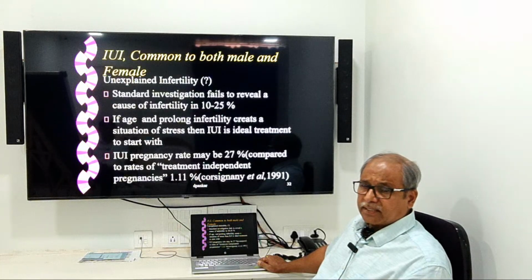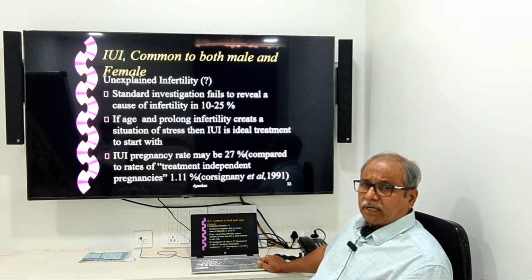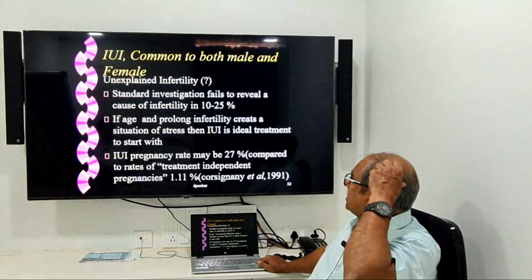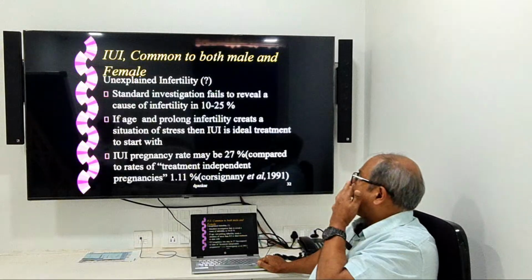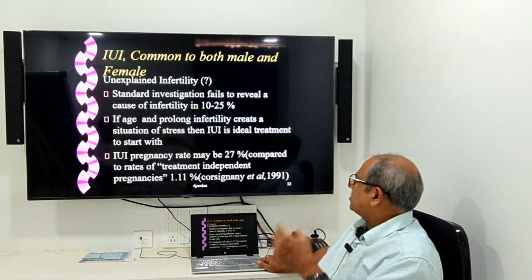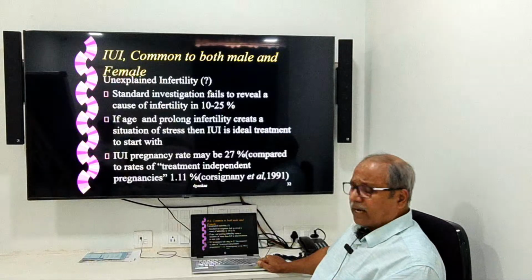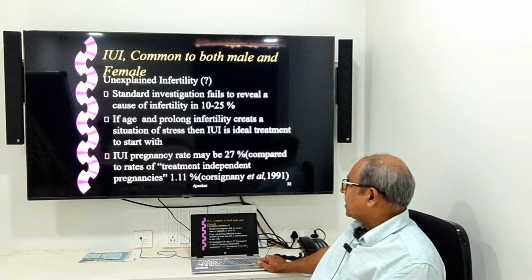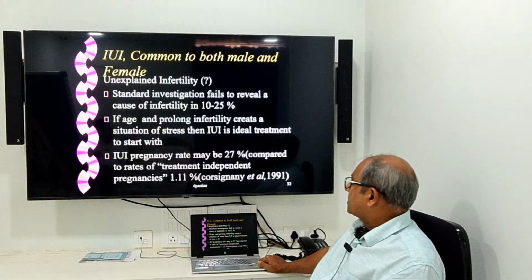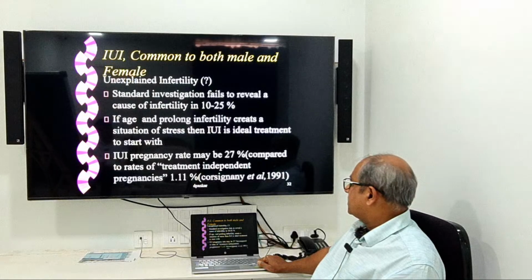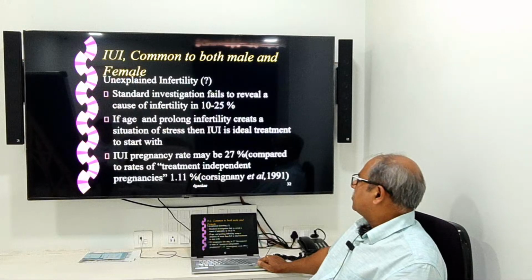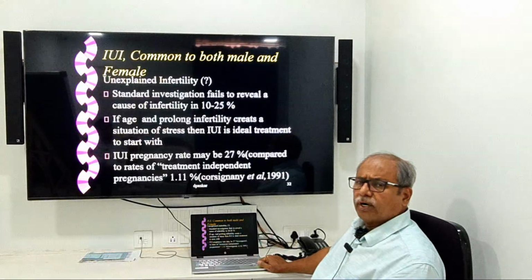there is a lack of fertilization and a problem in the tube. But if HSG shows good quality tubes and the patient is healthy, then standard investigation fails to reveal a cause of infertility. Age and prolonged infertility create a situation of stress, then IVF is ideal. Again, it happens with age and stress, which create difficulty in ovulation. IVF pregnancy rate can be up to 27%, compared with treatment independent pregnancies of 1.1%. These are reports which may help in a lady who is under stress.